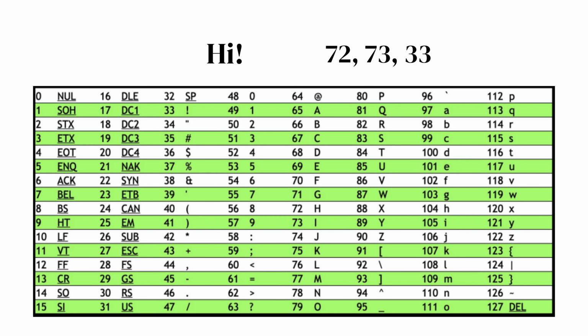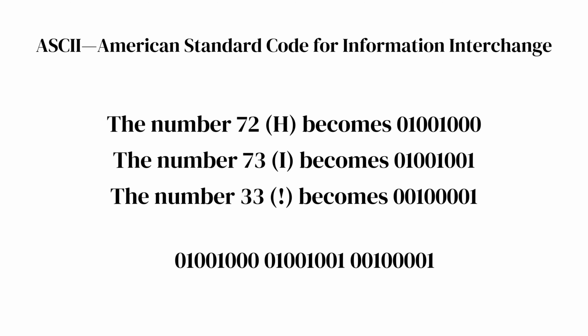So, when you type "hi," your computer is actually saying 72, 73, and 33. It looks up these numbers in a chart and displays them as letters on your screen. And behind the scenes, even these numbers are stored as binary, just ones and zeros.